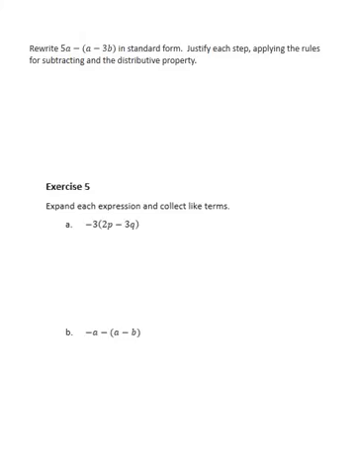All right, we're going to go ahead and move on to example 5. This is example 5 right here. I think I just got that cut off just a little bit. That's okay. All right, rewrite 5a minus the quantity of a minus 3b in standard form, and then justify each step applying the rules for subtracting and the distributive property.